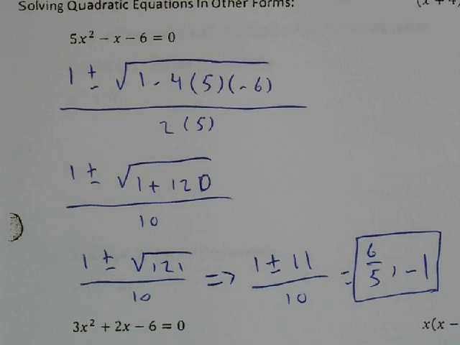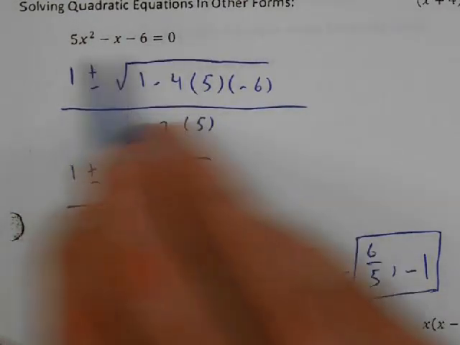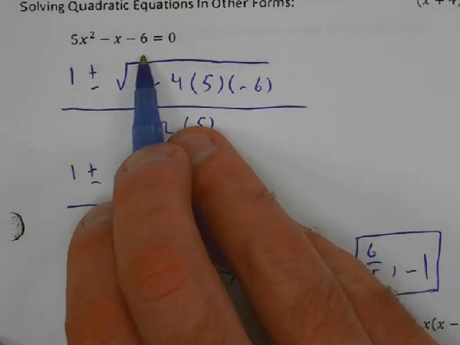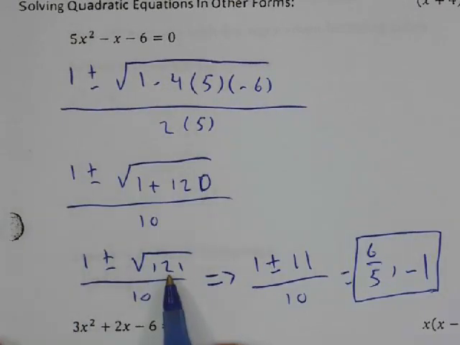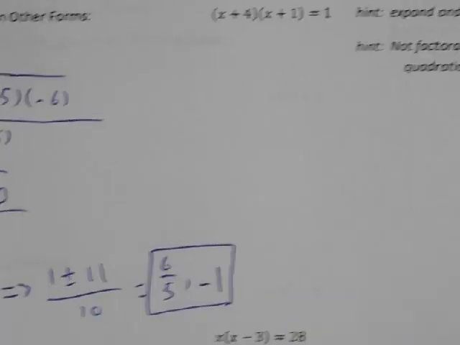Okay, now a little hint. Since the discriminant came out a perfect square, what does that tell us about this equation? Well, it tells us that it was factorable. Anytime our equation is factorable, you're going to get a perfect square under the radical, which makes doing the quadratic formula easier for problems that are factorable. Okay. All right, anyways, that's that one. Let's take a look at the next one over here.